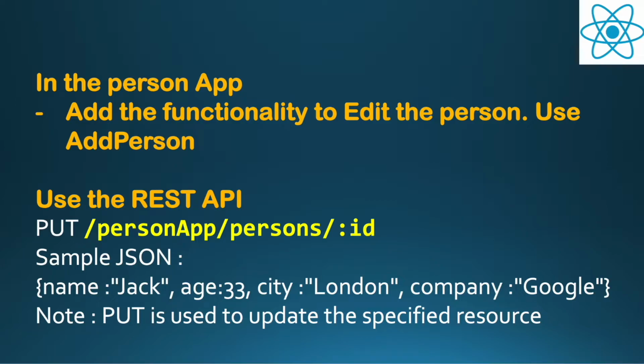Next, what do we want to do? In the person app, add the functionality to edit the person. Use add person. So we had created this component add person and we want to reuse that component. Use the REST API put /person app /persons /ID. And because it's an update we are doing to edit, we will send all the details as a JSON. So we have given a sample JSON. Note, put is used to update the specified resource, the resource that we have specified with ID.